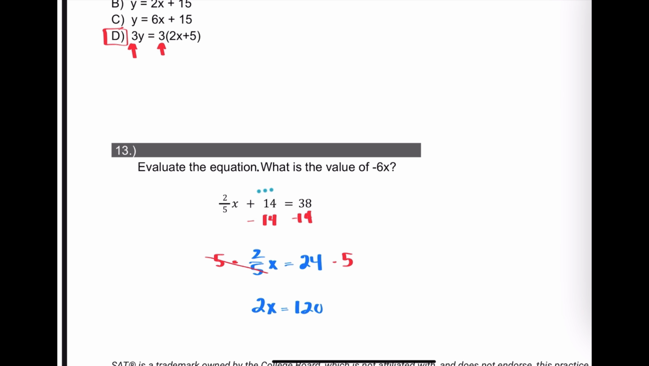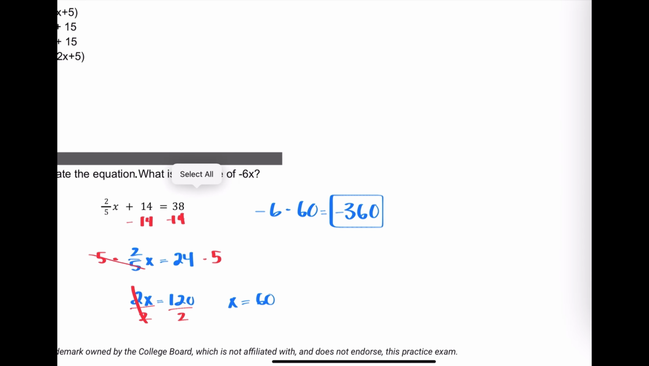And then we could divide both sides by 2, leaving you with x equals 60. Okay, and then the final part there would be to do the -6 times 60, giving you -360. So for your answer booklet there, you would want to enter in -360. Okay, moving up to 14.